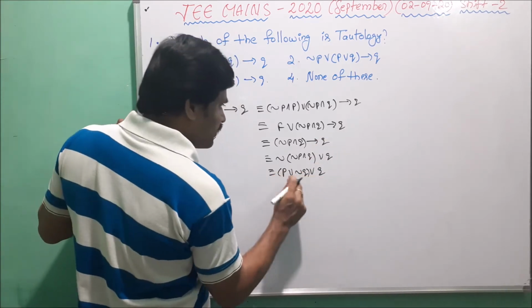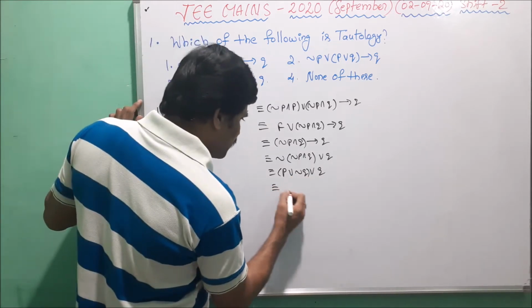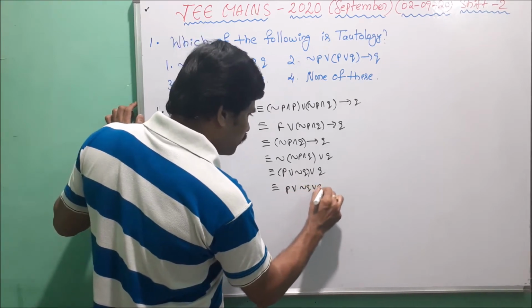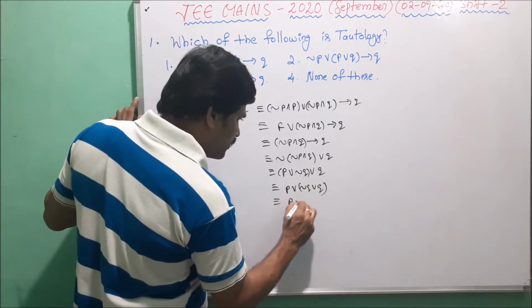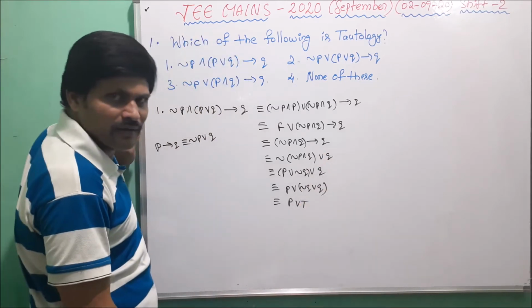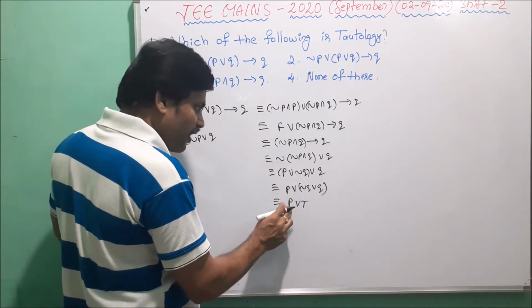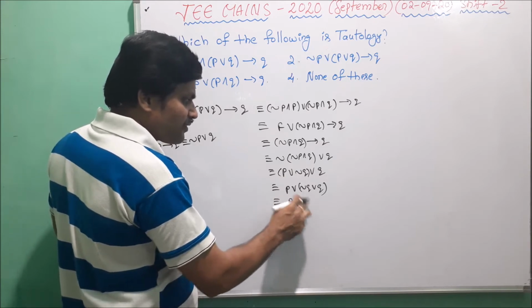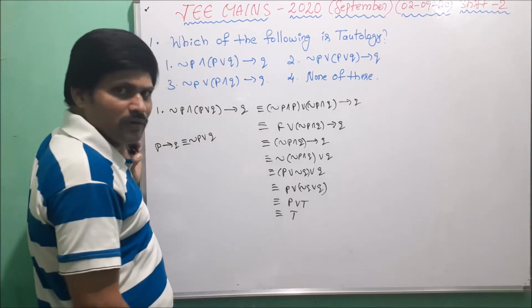Here we use the associative law, which is logically equivalent to P or (negation Q or Q), which is logically equivalent to P or T. Taking the OR connective with a tautology, the biggest truth value is T, so this is equivalent to true.